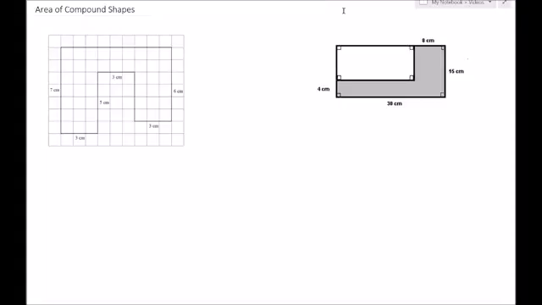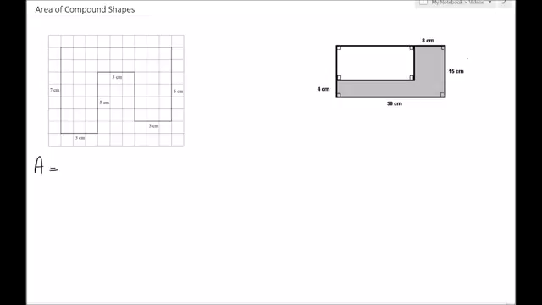Going to have a closer look at the area of compound shapes. As you can see, compound shapes, like this one here, are made up from different types of shapes. They don't have a general formula for the area. So the area of this shape is made up out of different areas that you already know.